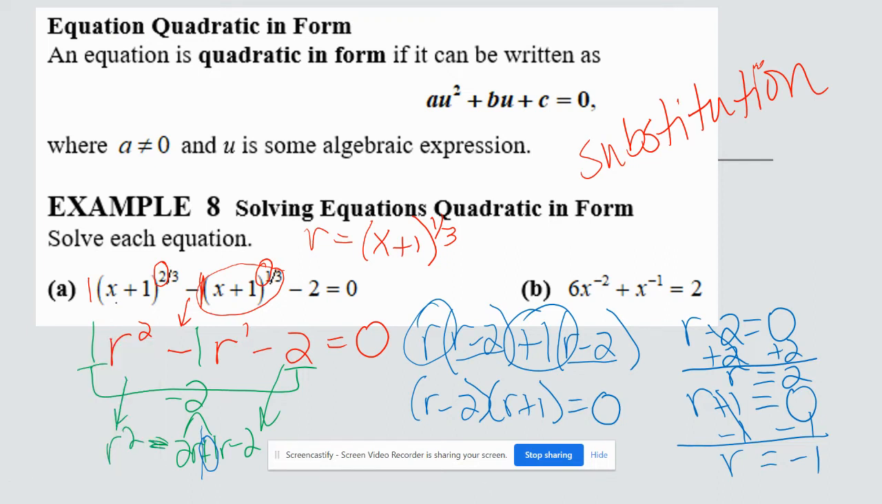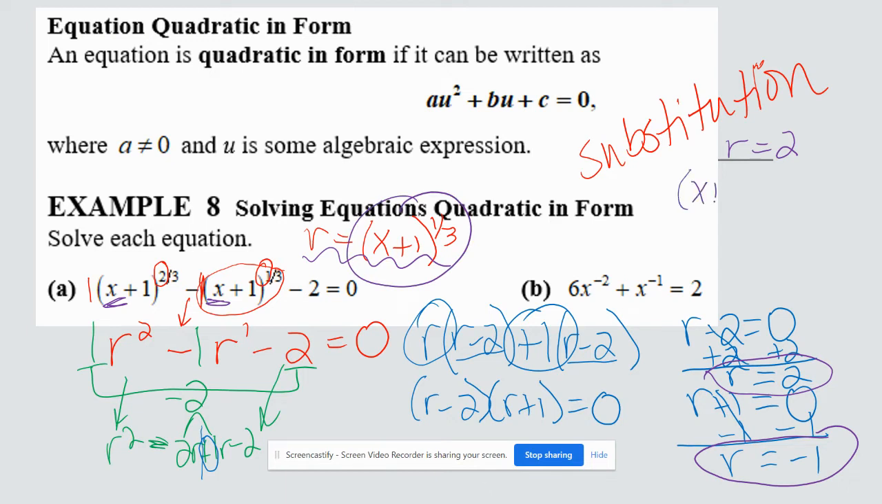Remember, our original equation had x, not r. r, we said, is equal to x plus 1 to the 1/3 power. And that's where we're going to take these two answers that we just got next. We have r is equal to 2. If I replace r with the x plus 1 to the 1/3, then we have x plus 1 to the 1/3 is equal to 2.